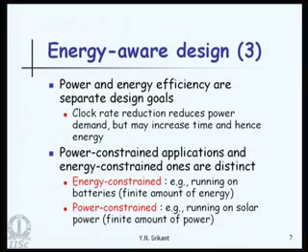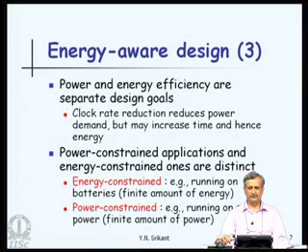So, power and energy efficiency are separate design goals. For example, clock rate reduction reduces the power demand, but it may increase the time and hence the energy consumption. Why? Reducing the chip clock rate will reduce the power consumption, but with the frequency being low, you need more time to execute the program. Power constrained applications and energy constrained applications are also distinct. So, we are actually clarifying terminology here.